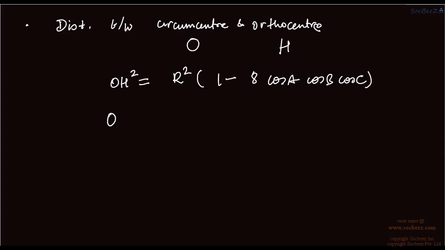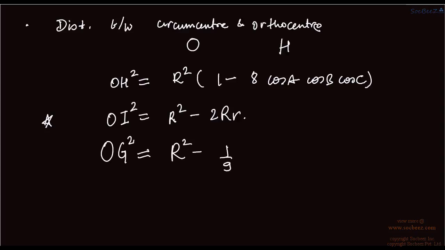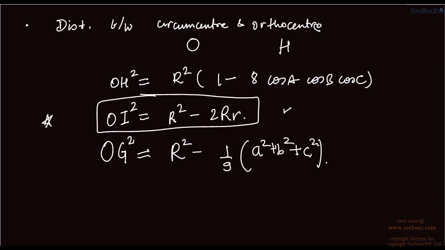Then the distance between circumcenter and incenter will be R square minus 2R small r. This is important. And the distance between circumcenter and centroid will be R square minus 1 by 9 of a square plus b square plus c square. This is not that much important, but you should know that. So OI square is important because sometimes you are given just capital R and small r, and you have to calculate the OI, and similarly these sides.